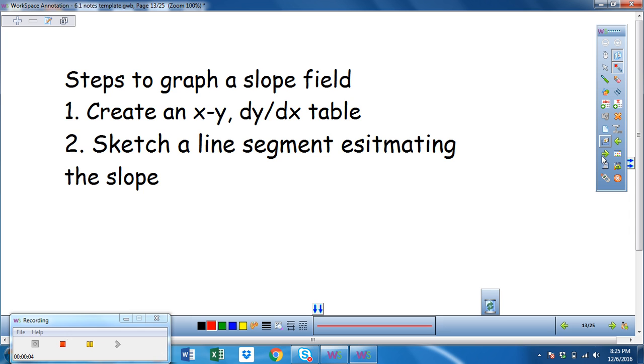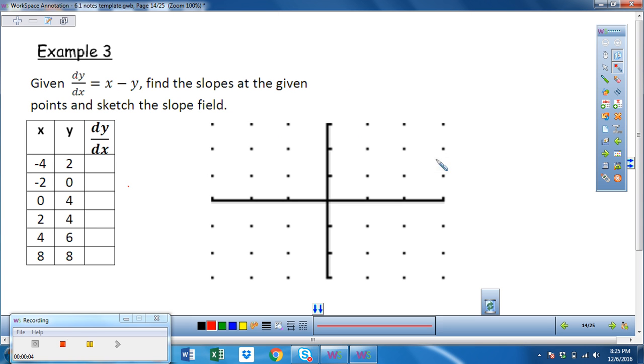The first thing you want to do is create an x, y, dy dx table, and then you're going to sketch a line segment estimating the slope. And notice it's an estimate. It's not actual, so don't get all hung up on whether or not you're doing it exactly right. It's an estimate. Okay? I'm going to ignore this table because I actually chose too many points, and I don't want to do that many points. I'm going to do like the 4 points in this area.